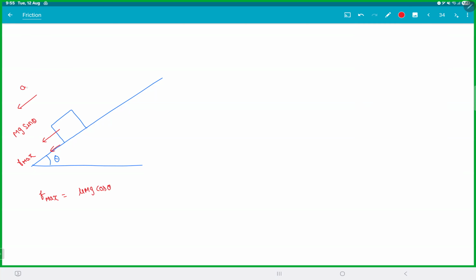Let's call it a1. So from here we get a1 will be equal to g sin theta plus mu g cos theta. So mg sin theta plus f max is equal to ma. That's your acceleration. So this block will go here and eventually it will stop somewhere here. And let this distance traveled be also s. So we get v is equal to u plus at. So we get this will be the time of ascent.